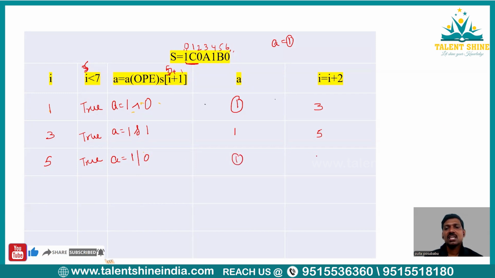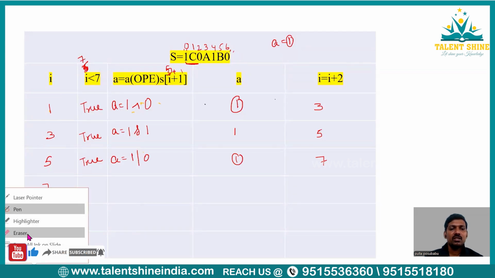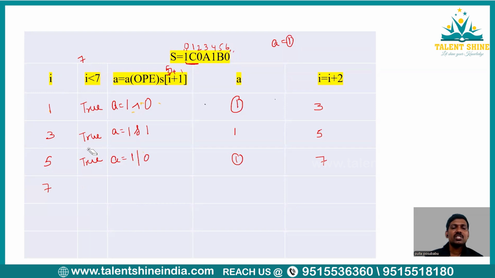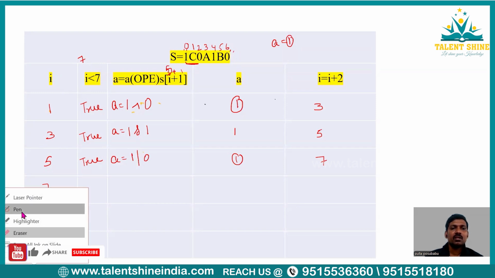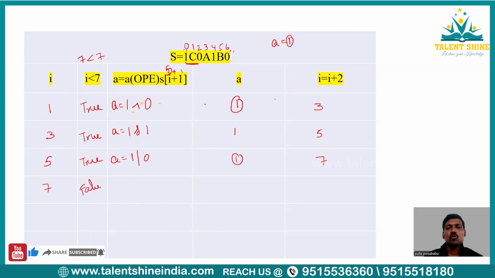Right, now I have to increase the I value. Now it becomes 7. So now when I equal to 7, check it. So instead of the I value here, 7, let me erase over here, right? So here we have a 7, right? So now is 7 less than 7? The condition is false. When the condition is false, what is the updated value of A? 1. So hence that will be the output you are getting.